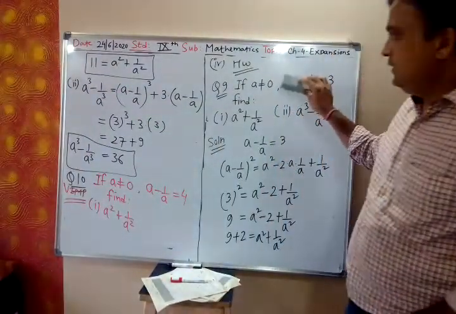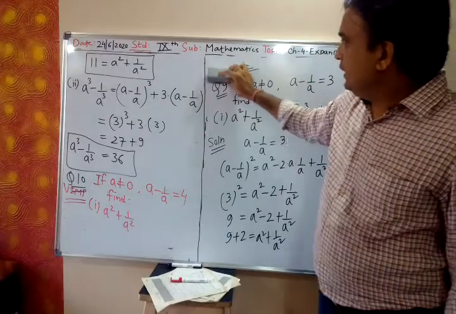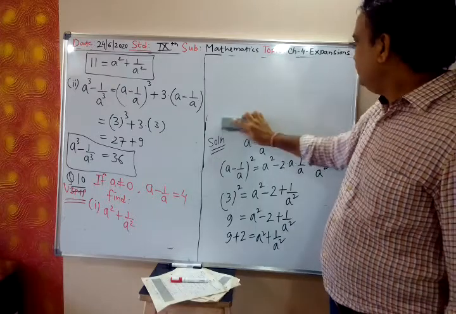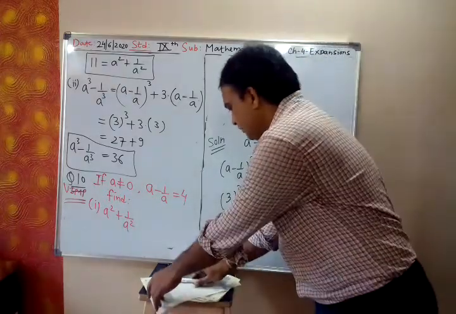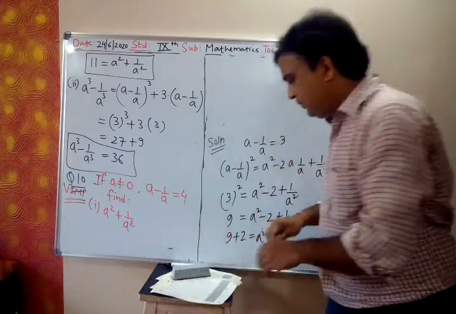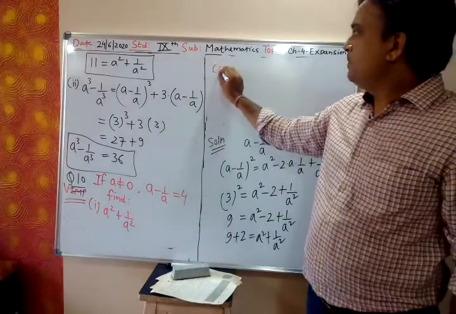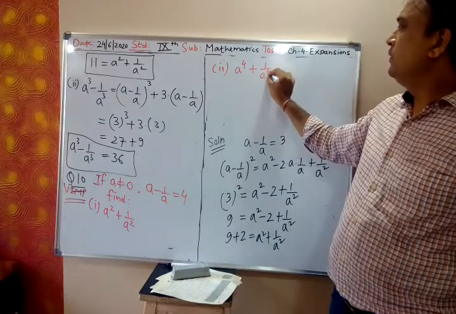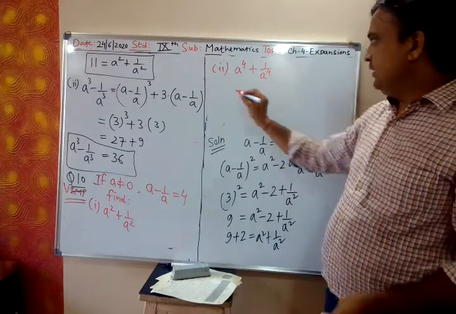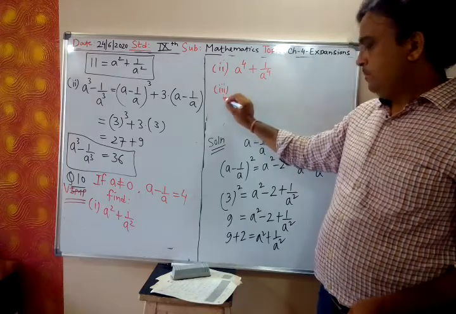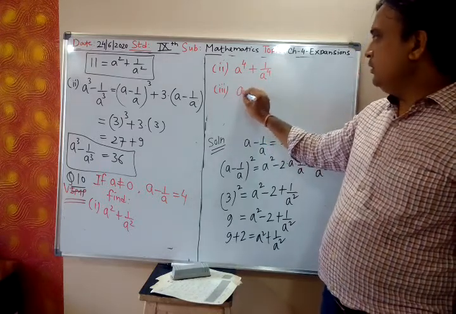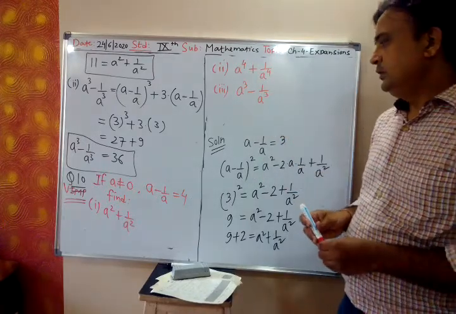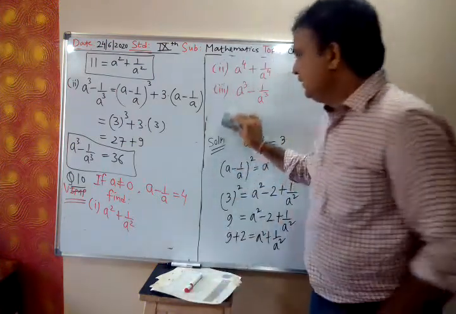Okay. Find a square plus 1 upon a square. Second, a raised to 4 plus 1 upon a raised to 4. And third, a cube minus 1 upon a cube. This is what you have to find.